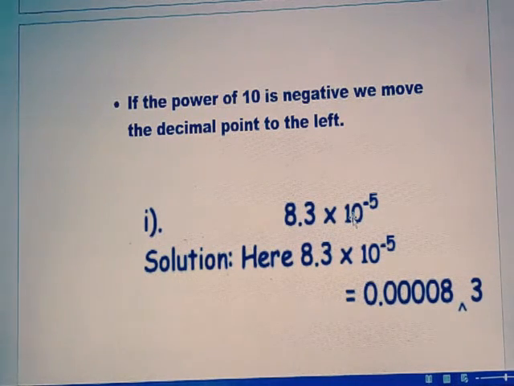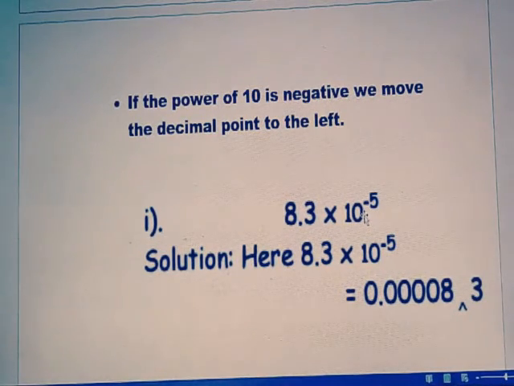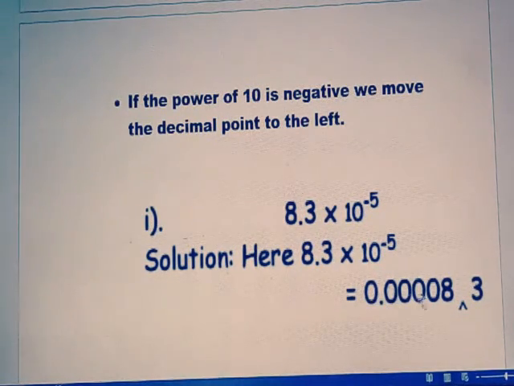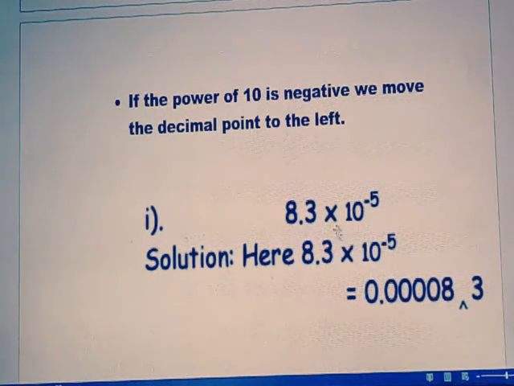So here we see the exponent is negative, which is minus 5. So we will move the decimal point 5 places to the left. So 8.3, that is our reference position. Now we move the decimal point 5 places to the left side: first, second, third, fourth, fifth, and we put the point. So 0.000083 is the standard form of 8.3 multiplied by 10 power minus 5.